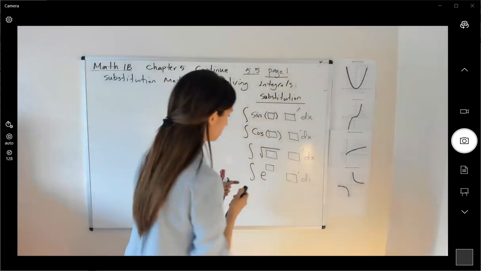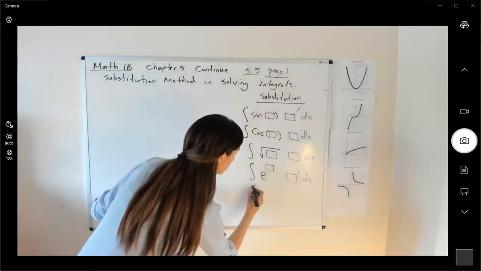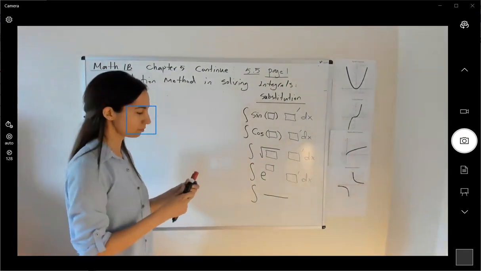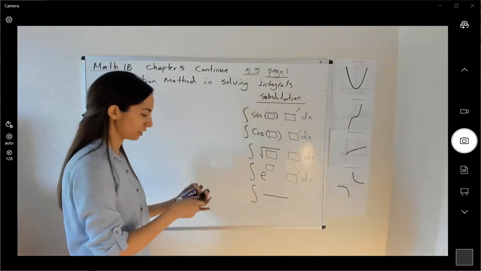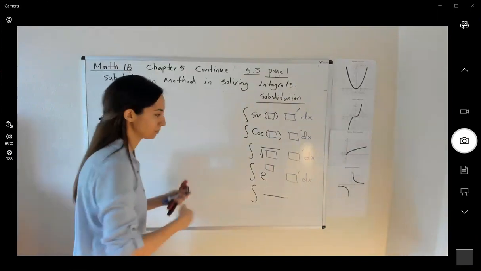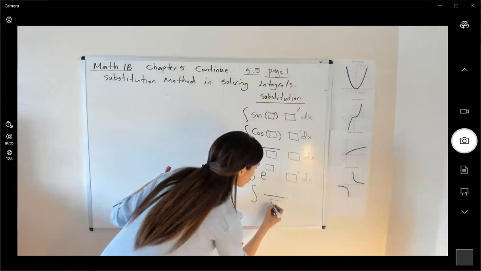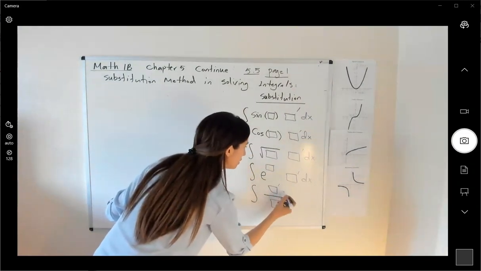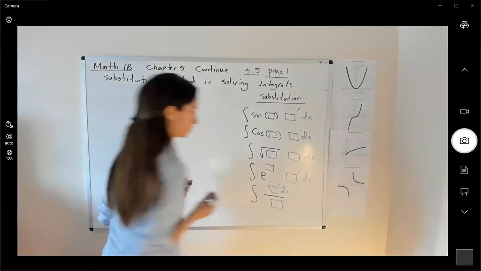What else? This one is good as well. If you have a quotient, on the denominator you have your box. On your numerator, you have the derivative dx.